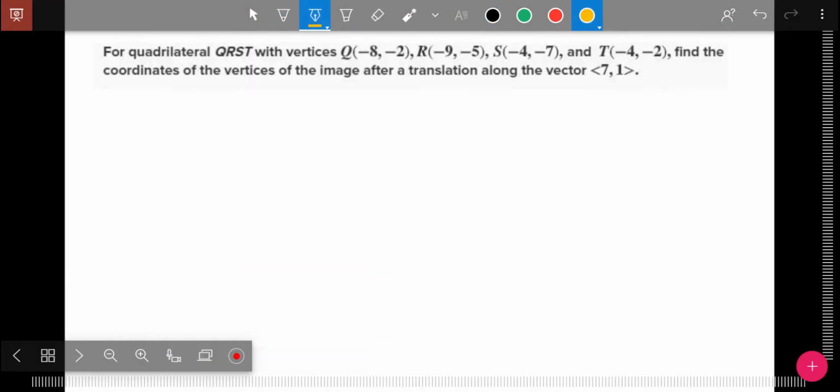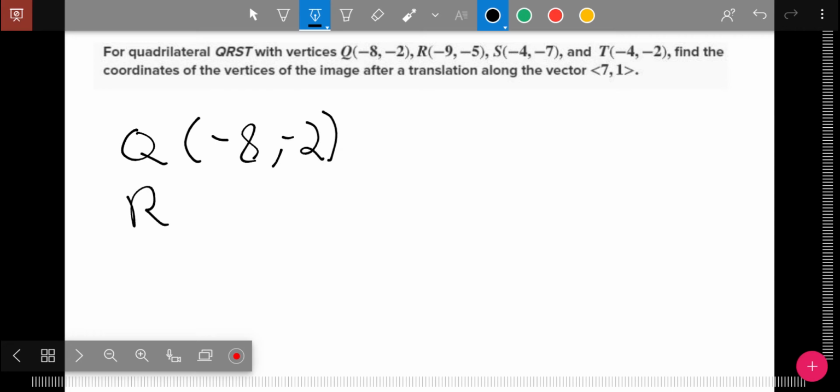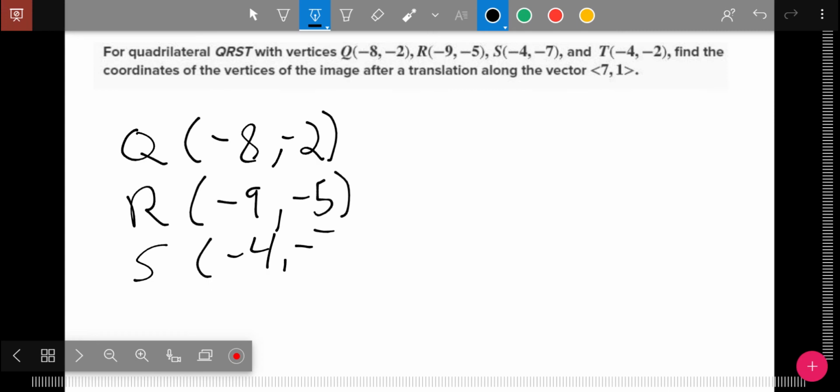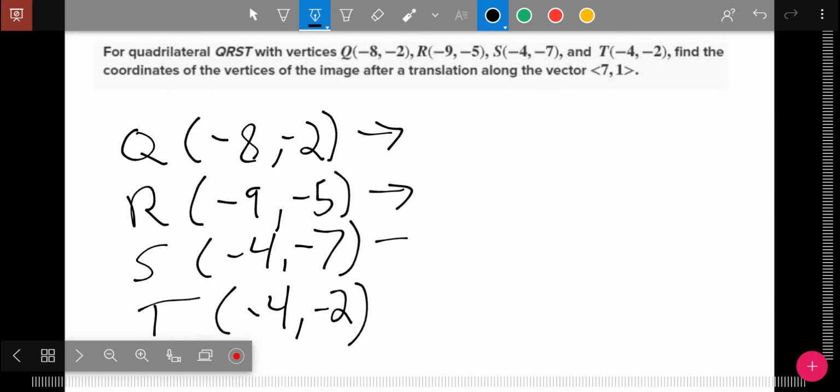And so your homework problems look like this. First I'm going to make a list. Q is -8, -2. R is -9, -5. S is -4, -7. And T is -4, -2. Those are all going to become new points: Q image, R image, S image, and T image.